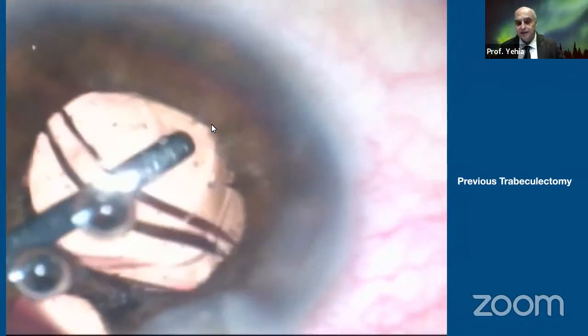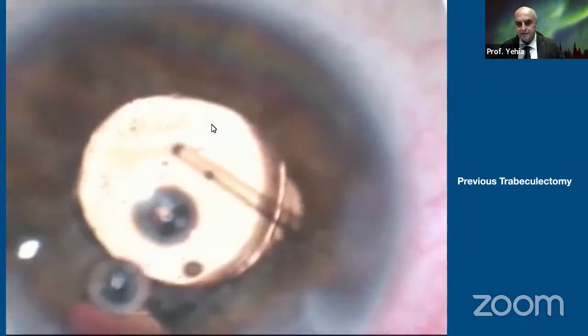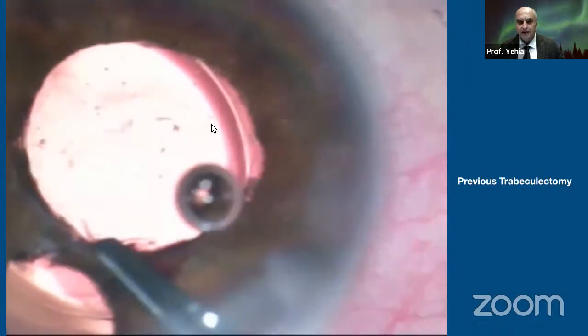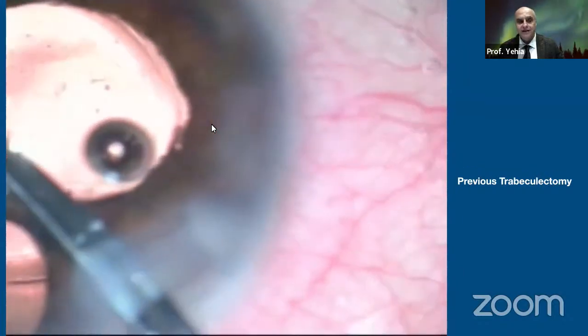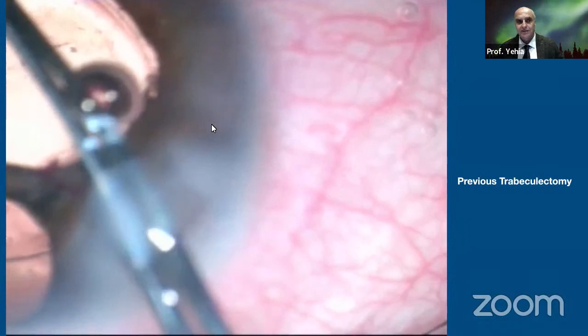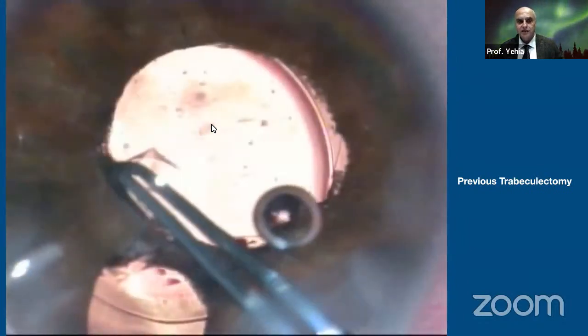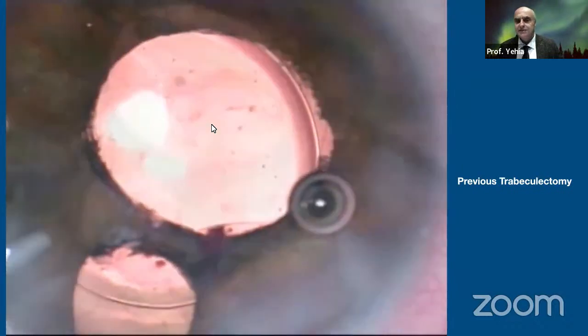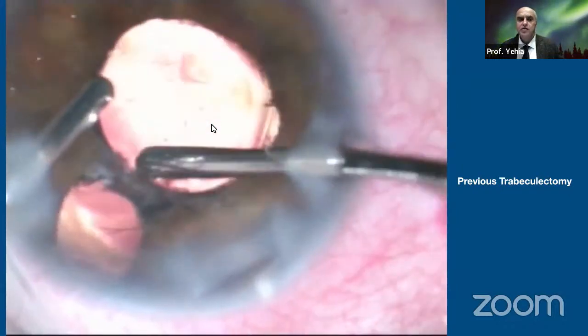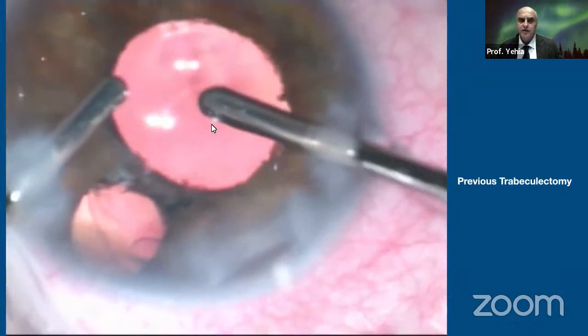Then we implant the lens in the capsular bag. Make sure it is in the capsular bag. And then here I'm widening the capsulorhexis a little bit to avoid capsular phimosis. And in these patients, postoperatively, you should monitor the intraocular pressure again.